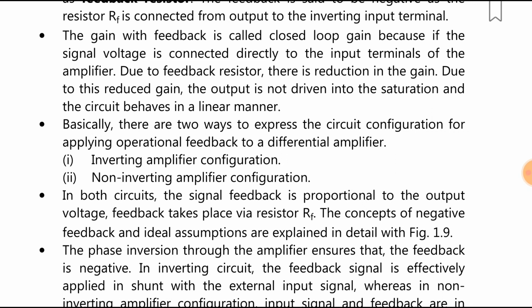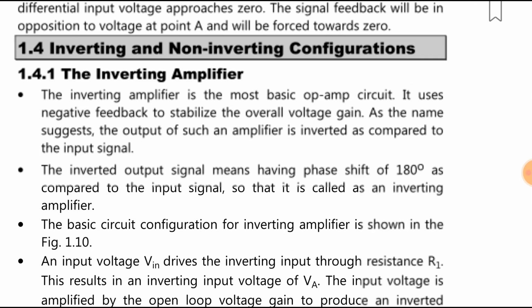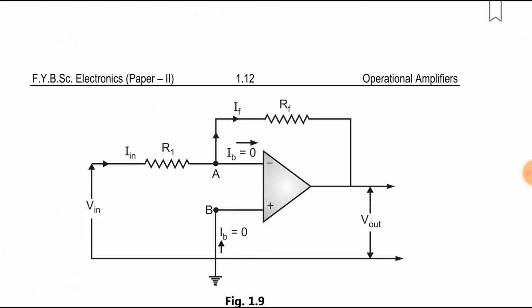Now basically there are two ways to express the circuit: inverting amplifier configuration and non-inverting configuration. In both circuits, signal feedback is proportional to the output voltage and takes place via resistor RF. Okay, so the phase inversion through the amplifier ensures that the feedback is negative. In the inverting circuit, the feedback signal is effectively applied in shunt with the external input signal, whereas in the non-inverting amplifier, input signal and feedback are in series. Okay, so this is the inverting mode of amplifier, op-amp in inverting mode.